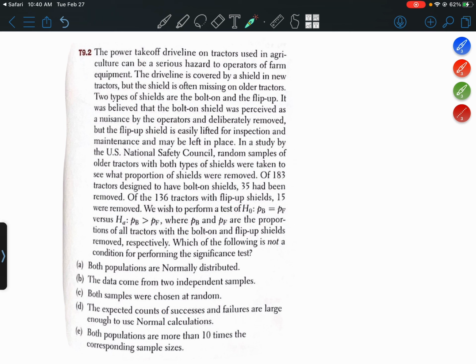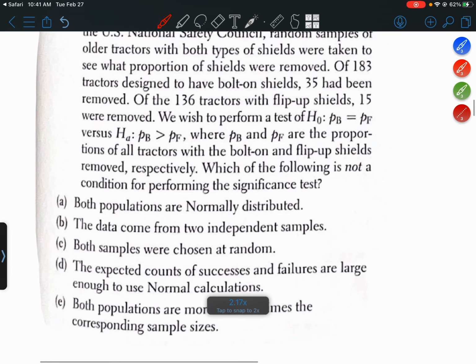All right, so first, before we read the answer choices, the conditions generally are a condition about randomness, a condition about the 10% rule, and then a condition about large counts. Looking at choice A, it says both populations are normally distributed. That doesn't quite align with any of the conditions I just mentioned. So we'll come back to A in a minute.